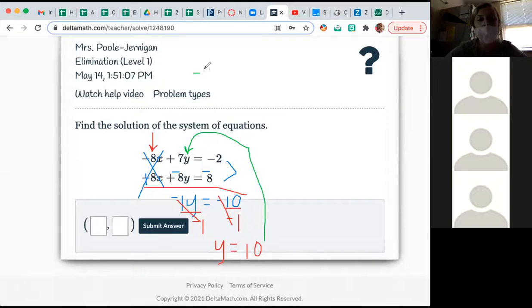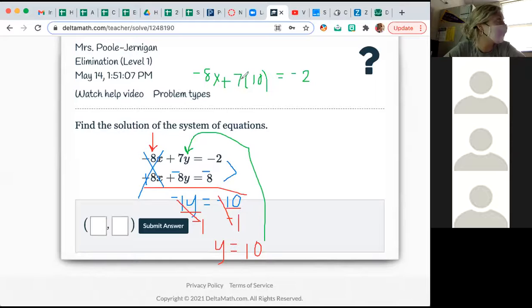I'm going to put it in the top. Negative 8x plus 7y. But what am I putting in for y? 10. My mask keeps falling off my nose. Equals negative 2. Are y'all okay with that? Gotta get this. Let me hook it around my hoops. All right. What's 7 times 10? So this is negative 8x plus 70 equals negative 2, right?